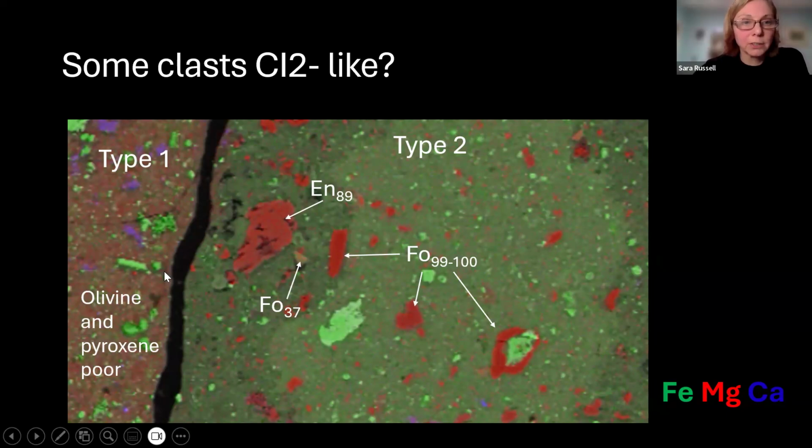And you can sort of see intuitively, I think, that if the type 2 material became more aqueously altered so that all of these red things dissolved, the olivine and the pyroxene dissolved, and then reprecipitated as phyllosilicate, then you'd end up with this kind of brick brown colored phyllosilicate mass that you see in the more common type 1 material.